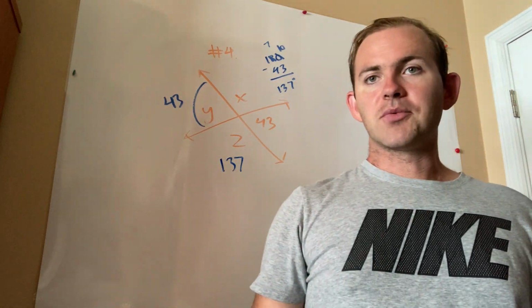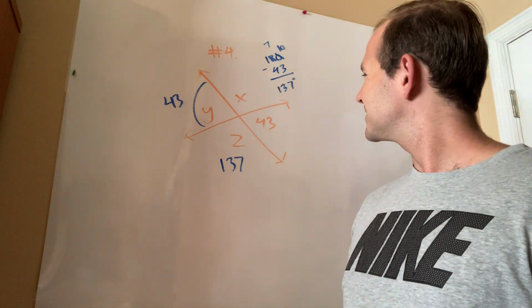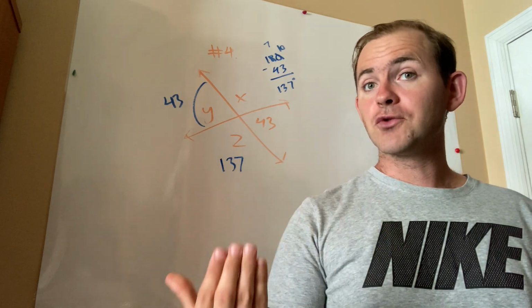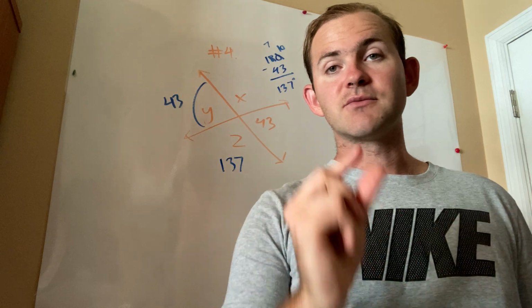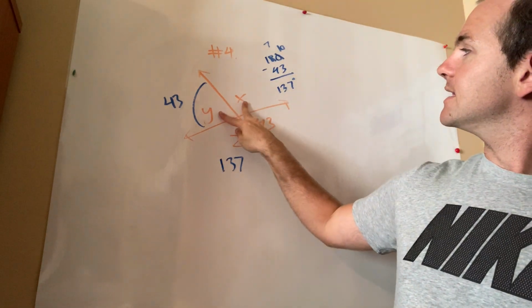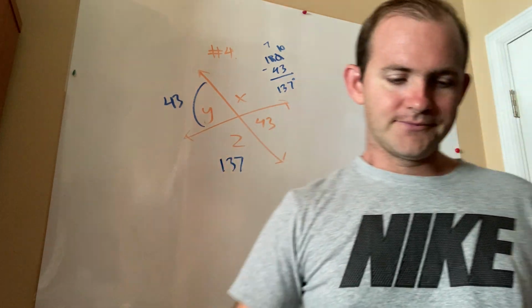So that's an example of a problem where you actually have, in this particular case, two different theorems going on. You have vertical angles that are congruent. That's how we got the 43 and 43. But then you also have to use what are known as linear pairs, or you can think of them as supplementary angles, because these two add to 180 since they're on the same line. Okay?